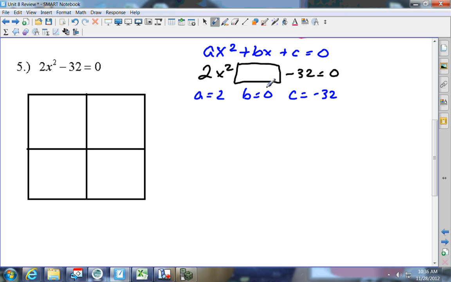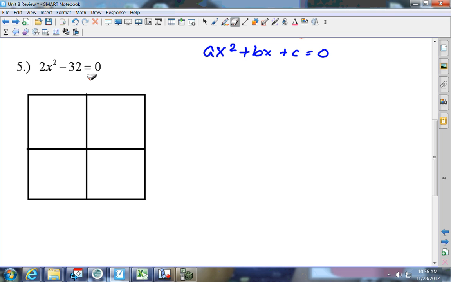And actually, before I started here, I shouldn't even have done that yet, should I have? I'm jumping the gun. What should I have done first after it was in standard form? You're right, I should have taken out the GCF. The greatest common factor is a 2.